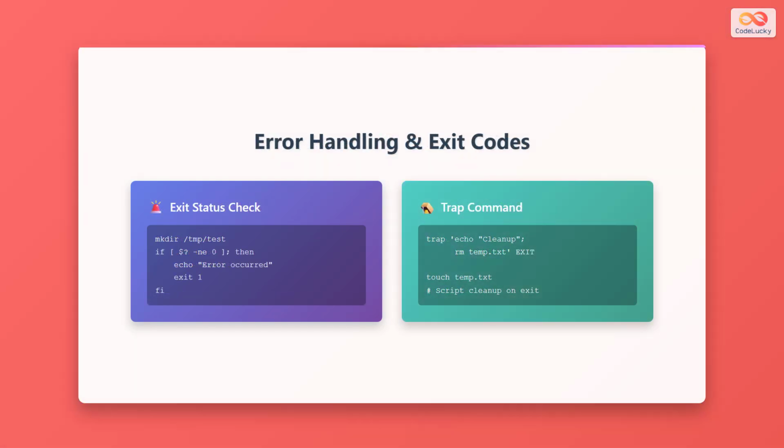Proper error handling is crucial for reliable shell scripts. Every command in Linux returns an exit status, where 0 indicates success and non-zero values indicate errors. You can check the exit status of the last command using $?. A common pattern is to run a command, then check if $? is not equal to 0, and if so, display an error message and exit with status 1. The trap command provides cleanup functionality, allowing scripts to perform specific actions when they exit or receive signals. This ensures temporary files are removed and resources are properly released even when scripts terminate unexpectedly.